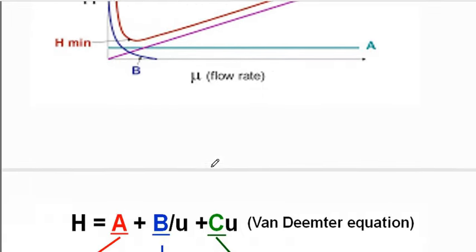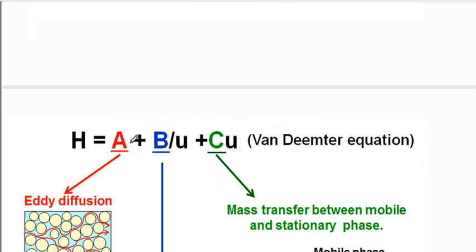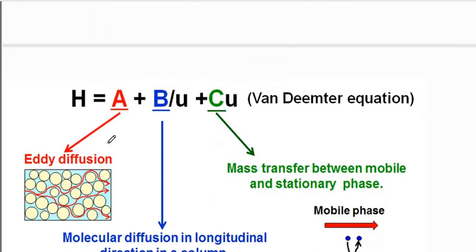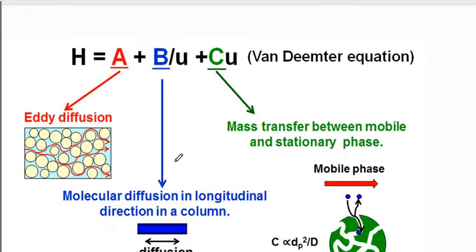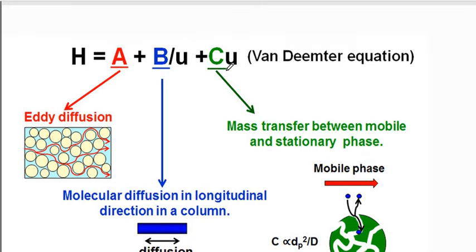Now these factors A, B, and C, what are they? The A in the Van Deemter equation is what we call the eddy diffusion. The B is what we call the molecular diffusion or longitudinal diffusion. Then the C is what we call the mass transfer between the mobile phase and the stationary phase. We are going to elaborate on how each of these can cause broadening of band in a chromatographic system and how it can be minimized. The u here is what we call the linear flow rate of the solvent.